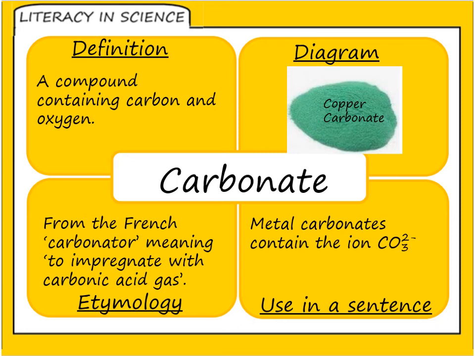So metal carbonates contain the ion CO3 2-, and that's an ion that you will find very, very useful to memorise. It's the carbonate ion CO3 2-, and I've given you a picture there of copper carbonate, and the chemical formula for copper carbonate will be CuCO3. And next lesson we're going to have a closer look at how to construct those chemical formulas.